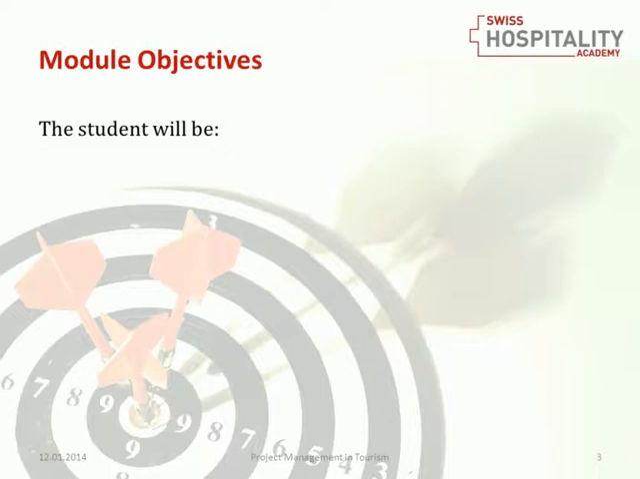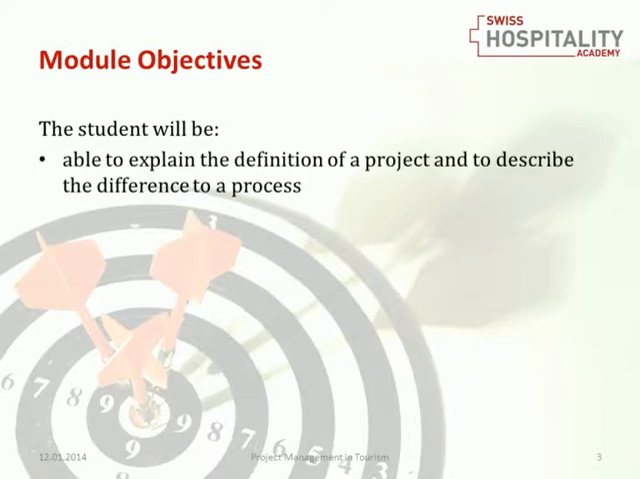As you can see on the slide, the objectives are clearly defined. You should be able to explain the definition of a project and describe the difference to a process. As you will learn later in one of the next videos, a project is something unique. You're doing it once, and a process is something you are continually doing. It's a repeating thing. For example, a check-in in a hotel, that's a process, a standard operating procedure. Setting up a new hotel, that's a typical project. You will learn what the difference is.